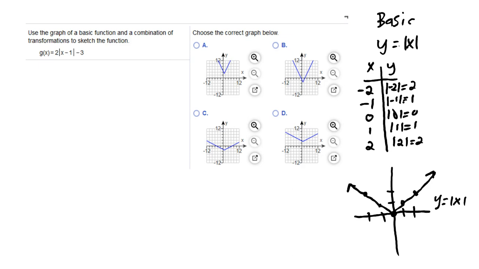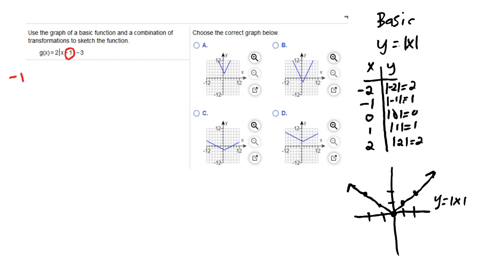And now if we look at our function, we have g of x equals 2 times the absolute value of x minus 1 minus 3. And each one of those, the 2, the -1, and the -3, are going to cause transformations to the graph, changes to the graph. So let's go one by one. Let's start with the -1.